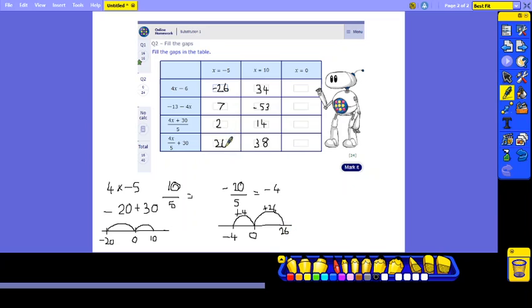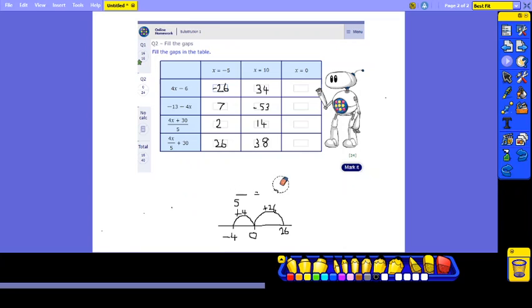26. Okay, let's look at this final column over here where x is the same as 0. Now remember, 0 is a special number. It just means that if anything is lots of 0, it means I've got nothing. So whatever I do, if I multiply by 0, I'm going to end up with 0. So 4 lots of 0 is 0, and I'm taking away 6. So that was simple. I'm just negative 6. Then if x is 0, I've got negative 13 take away 4 times 0, which would be taking away nothing. So I've just got negative 13.